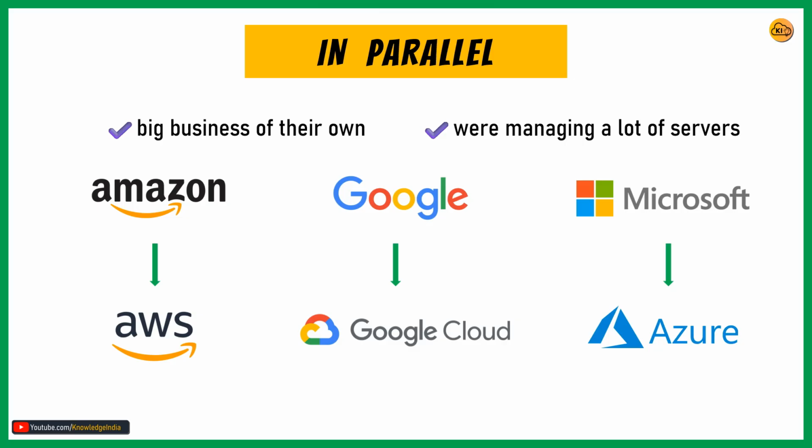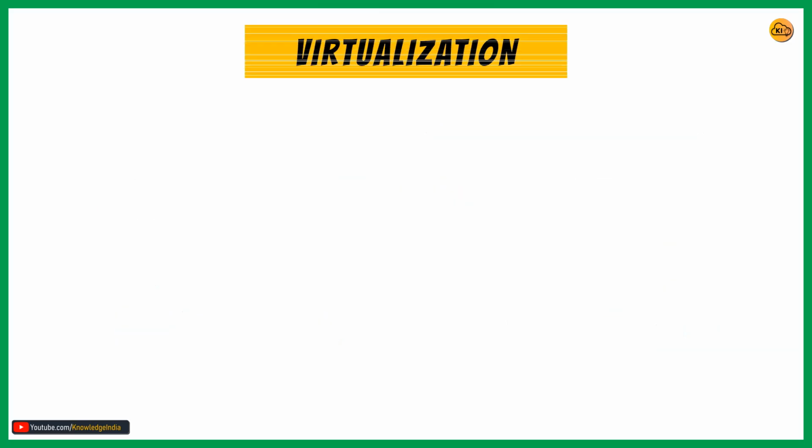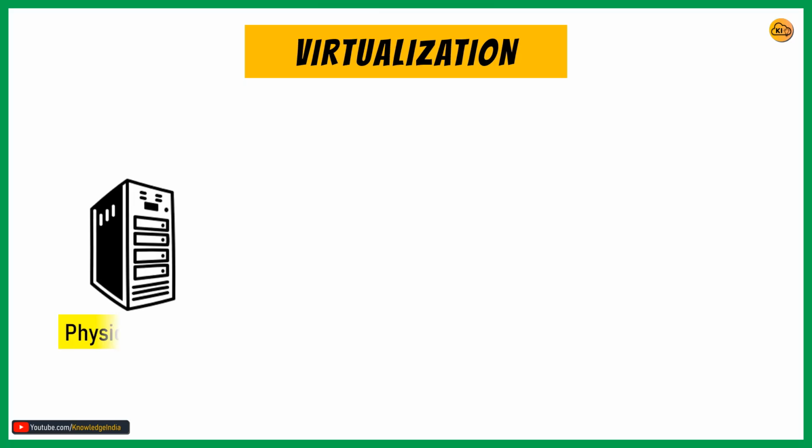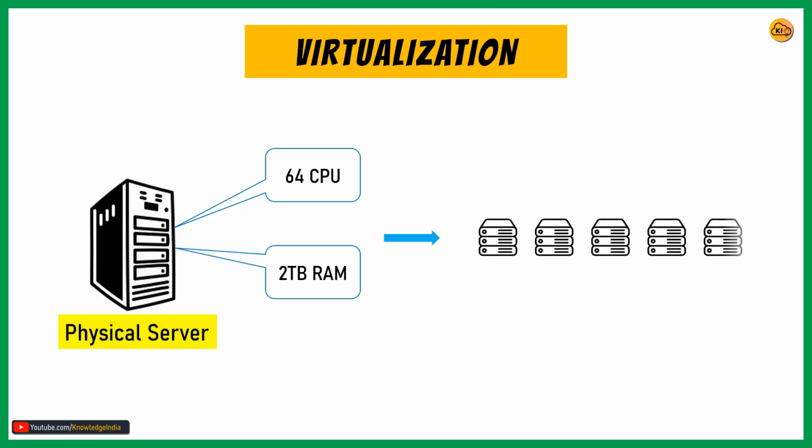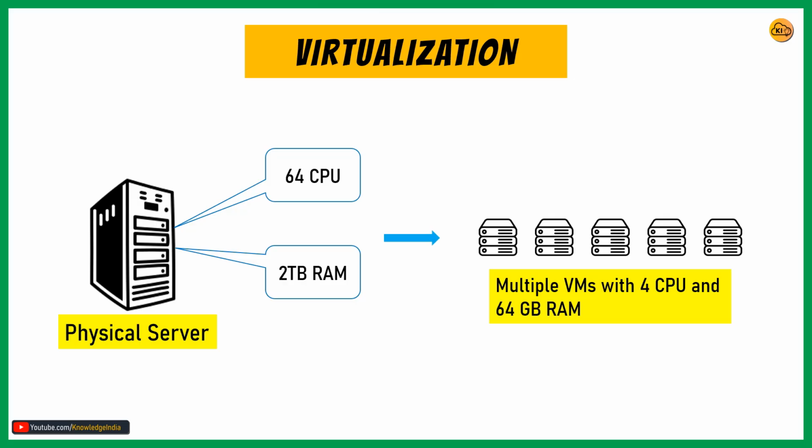Before we take the story further, you need to understand a technology called virtualization. Yes, virtual machine is related to that. In a data center, if you have a physical server with 64 CPU and let's say 2 TB RAM, you can use virtualization to divide it logically into multiple virtual machines, let's say of 4 CPU and 64 GB RAM each. Not only that, virtualization also allows you to turn off a virtual machine when it is not in use and use its underlying CPU and RAM for another virtual machine.